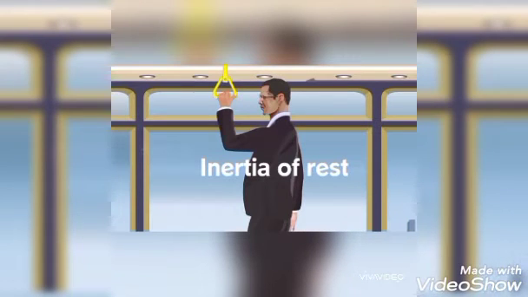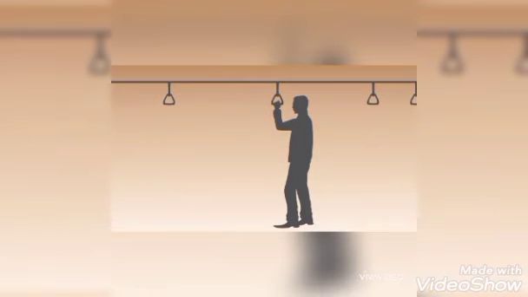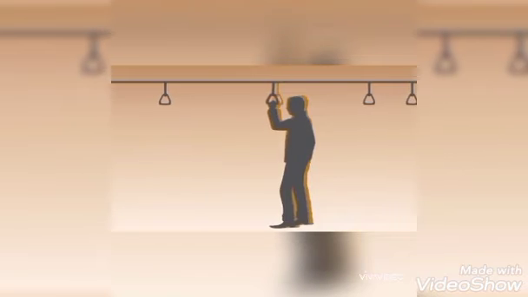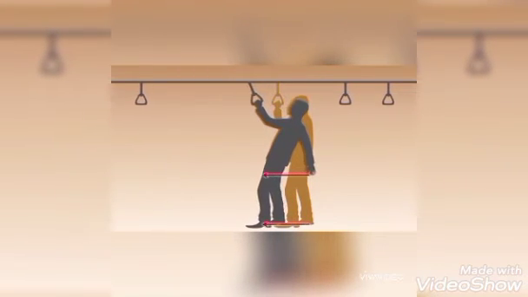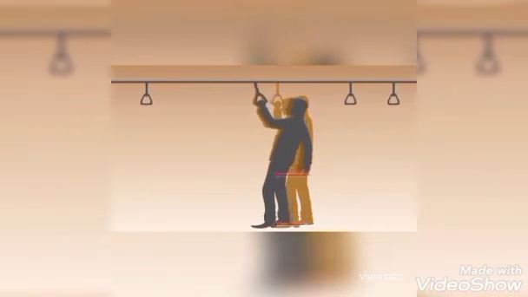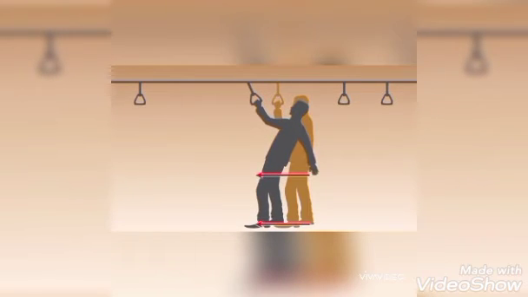The body is at rest when the bus is at rest. When the bus starts suddenly, the lower part of the passenger in contact with the vehicle starts moving. At that time, the upper part of the body continues to be at rest because of inertia of rest. So we move backward. The passenger moves backward when the bus starts to move. This is because of inertia of rest.